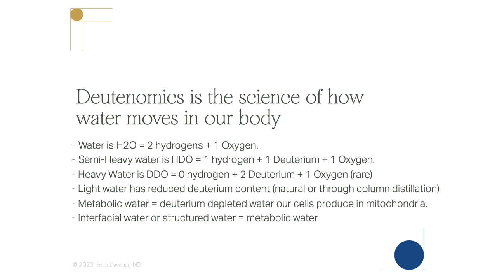We all know that water is H2O, 2 hydrogens and 1 oxygen atom. Semi-heavy water is HDO, 1 hydrogen, 1 deuterium, and 1 oxygen. Heavy water is D2O. There's no hydrogen, 2 deuterium, and 1 oxygen. This is very rare. You may have heard of heavy water in the context of it being used in nuclear power plants to slow down the reaction speed.